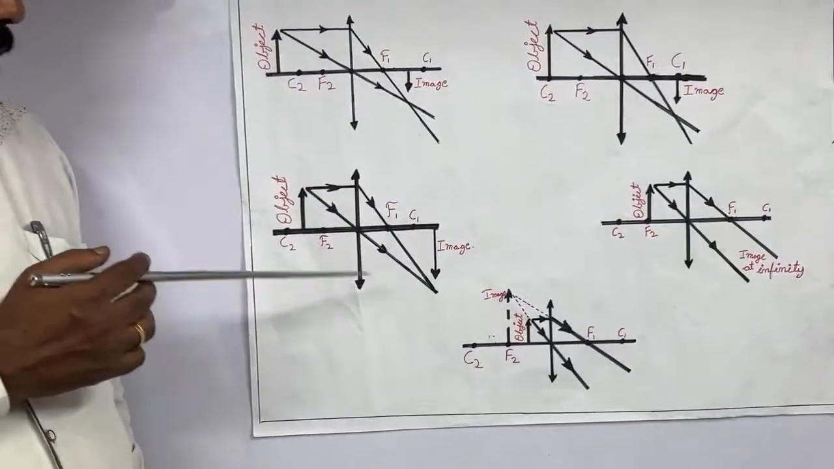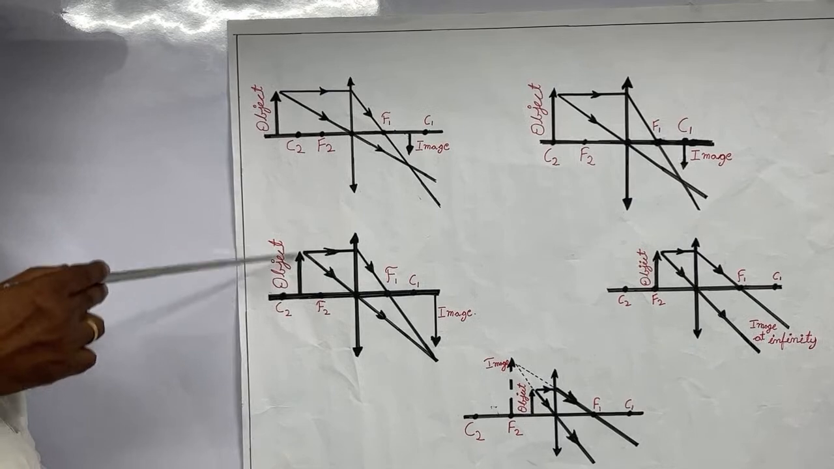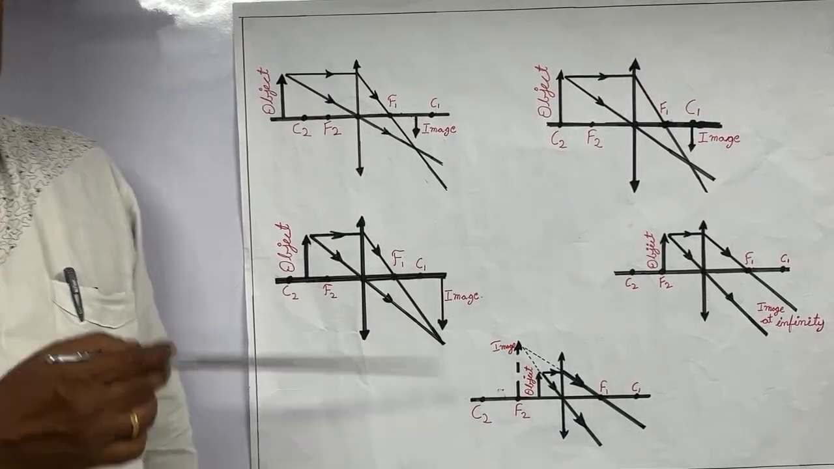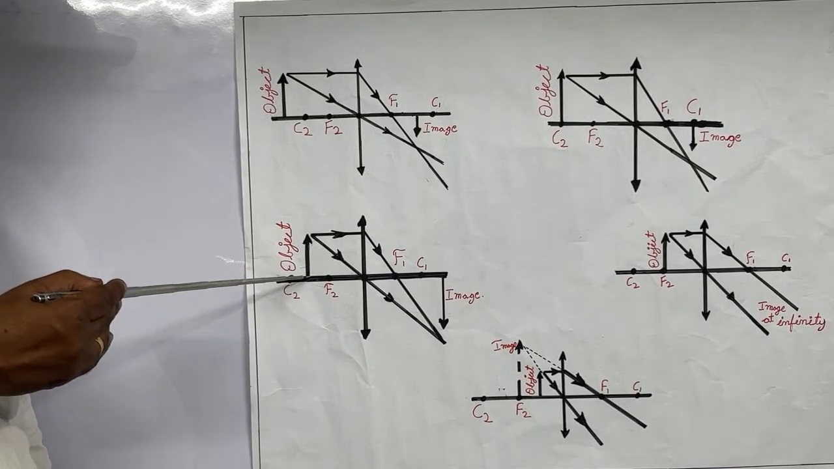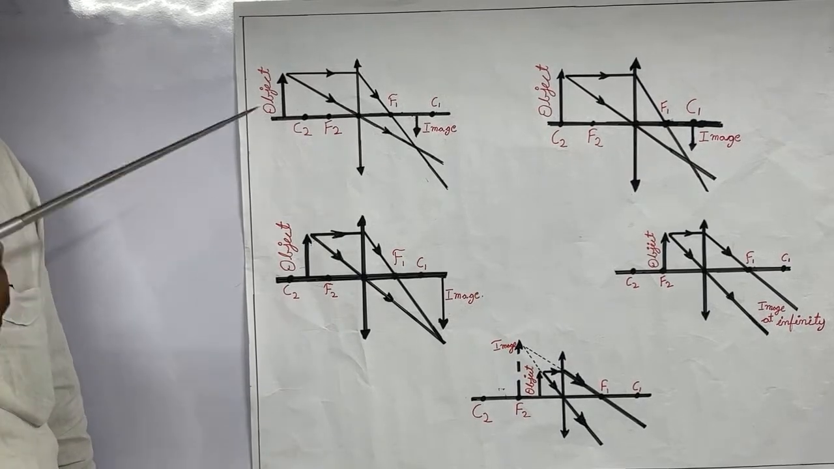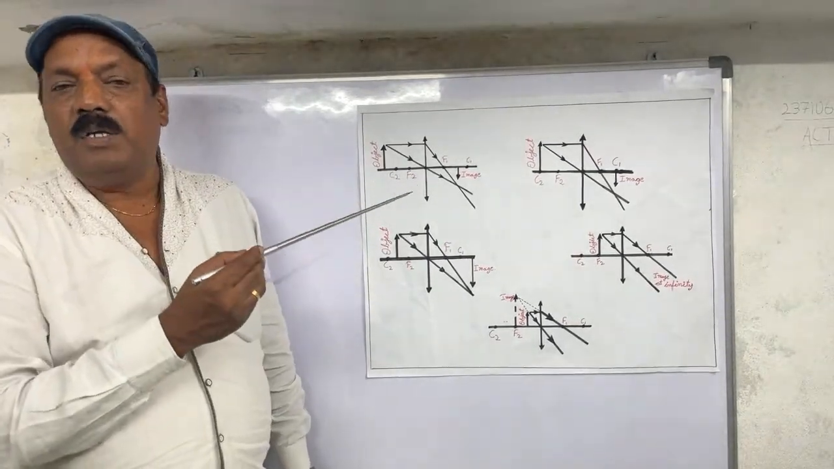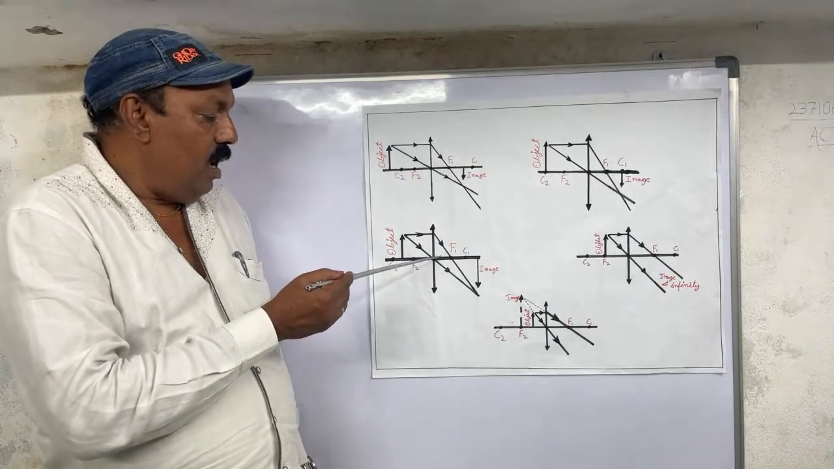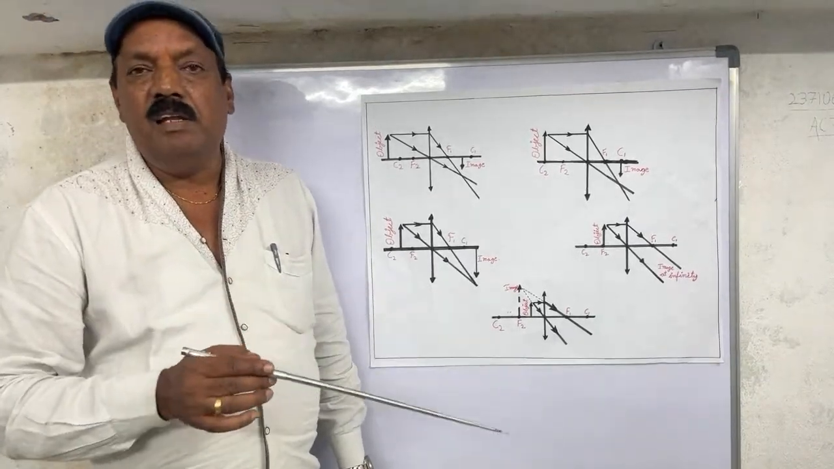And now comes the ray diagram number 3. The object is kept between the center of curvature and the focal point, and the image is forming beyond C. Now we will measure the distances. The distance from the optic center to the object is smaller, and the distance from the optic center to the image is greater. Due to this, the object is smaller and the image is greater. So we are getting an enlarged image.